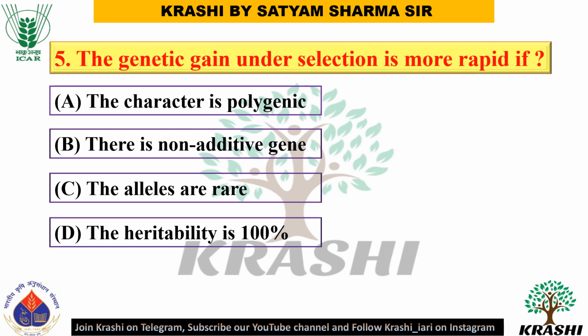Question number 5. The genetic gain under selection is more rapid if. The correct answer is option D. The heritability should be 100%. Genetic gain is the difference between mean phenotypic value of progeny of selected plants and the original parental population. That is, the genetic gain is equal to xp minus x0.